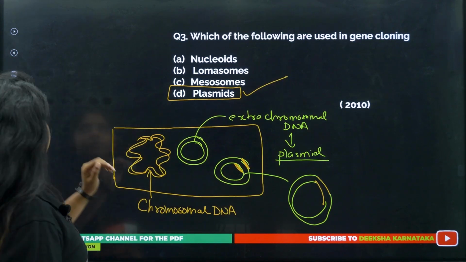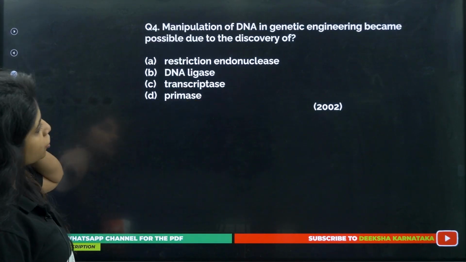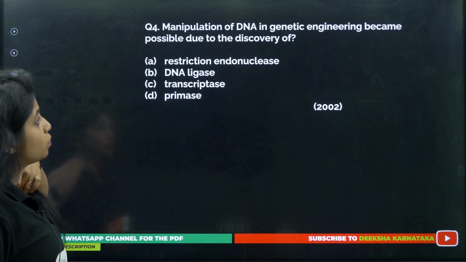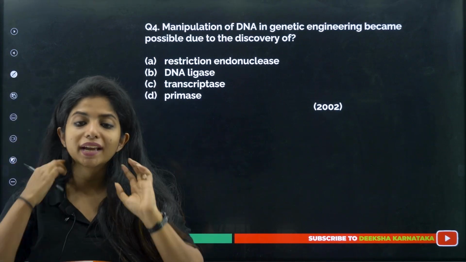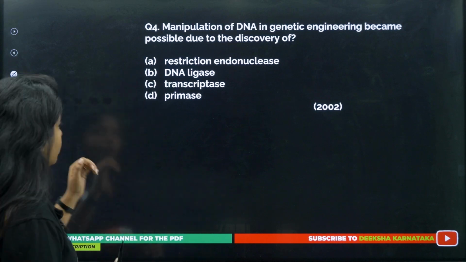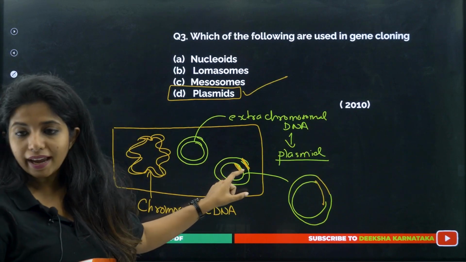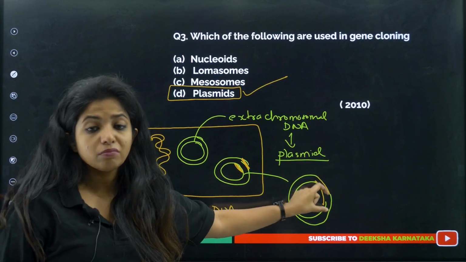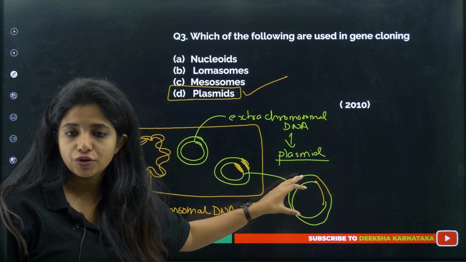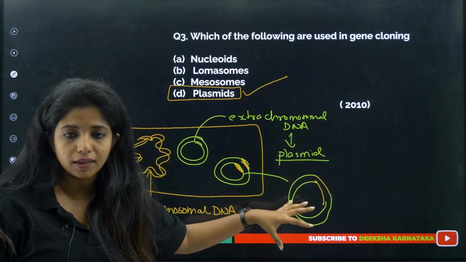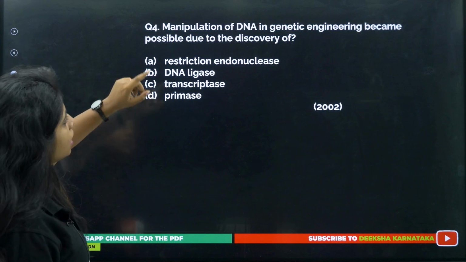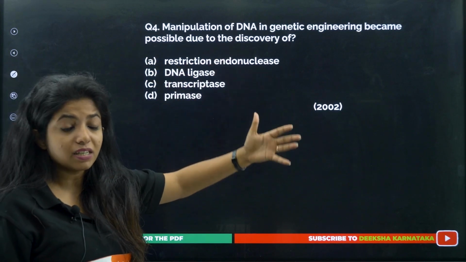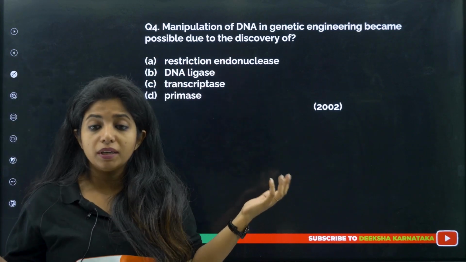Cool. Now, next, manipulation of DNA in genetic engineering became possible due to the discovery of what? Manipulation of DNA as in bringing out any changes in the DNA. For example, over here, I had the plasmid DNA. I made a cut and I am putting my gene of interest. This is manipulation of DNA. I am changing the whole structure of the DNA. Now, how did this become possible, children? What got discovered that made all of it possible?